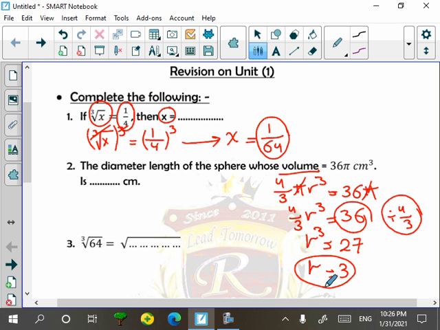Then the radius equals 3 centimeter, but in the question he wants to know the length of the diameter. Okay, then we will write d, abbreviation of diameter, equals 2 times the radius, then equals 2 times 3 equals 6 centimeter. Then the diameter length of the sphere whose volume is 36 pi centimeter power 3 is 6 centimeter.